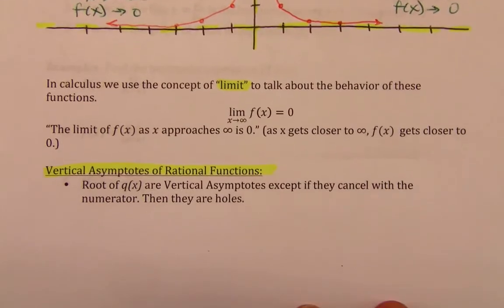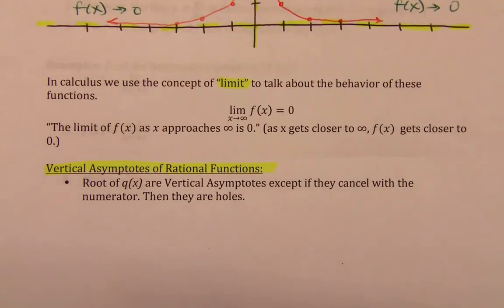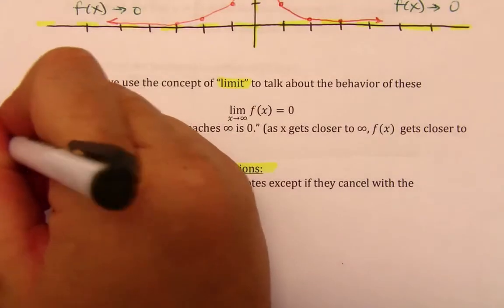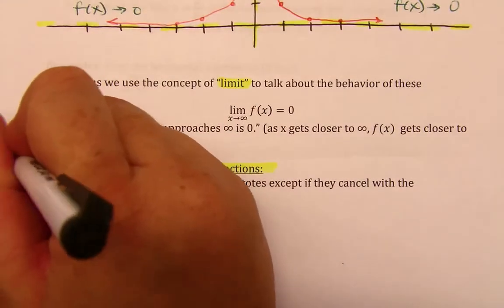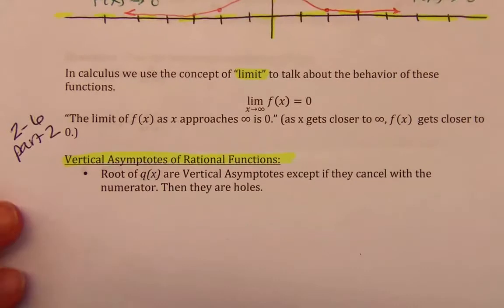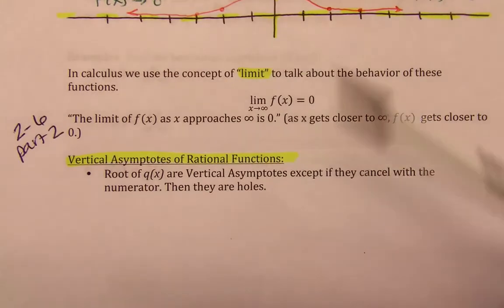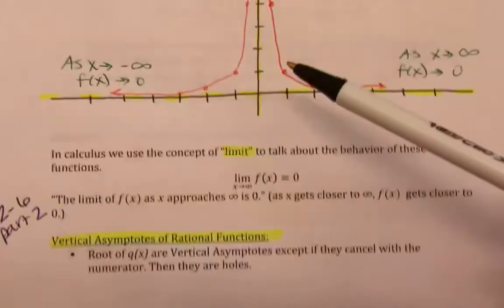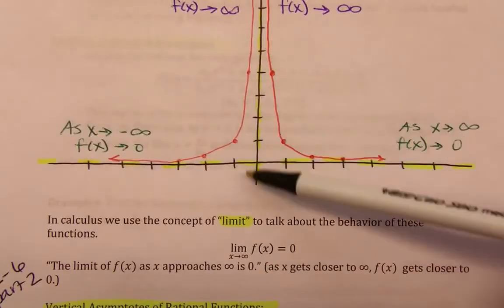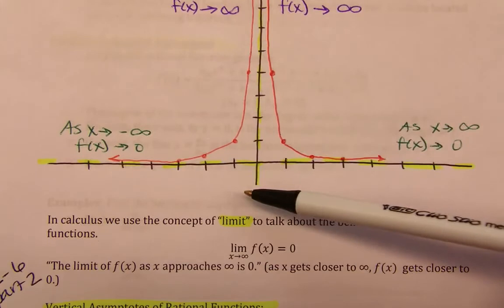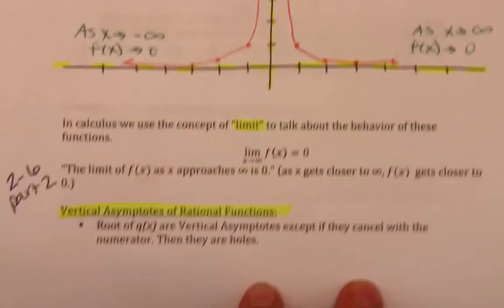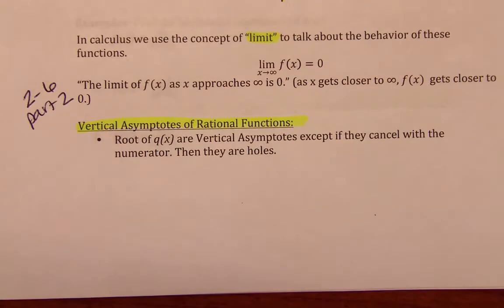All right, so this is going to be part 2 of 2-6. So 2-6 part 2. And we're going to start off talking about vertical asymptotes of rational functions. So we saw in this example from part 1 that we have this vertical asymptote at 0. And we're going to look at the patterns for finding vertical asymptotes.